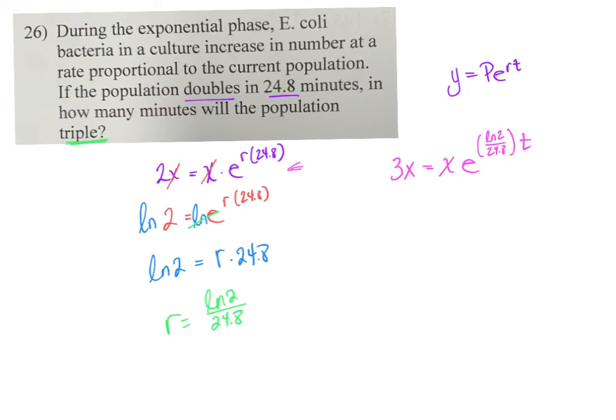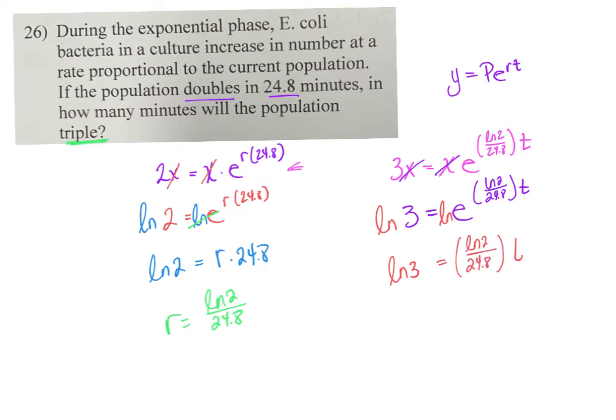And so then again, my x's will just cancel because I divide by x. So basically I have 3 equals e to the r, which is this crazy thing here. I'm just going to leave that alone till the very end. And so I'm going to solve the same way. I'm going to do the natural log of both sides, right? On the left-hand side, I have ln of 3. On the right-hand side, my ln and my e cancel. So I just have ln of 2 over 24.8 times t.